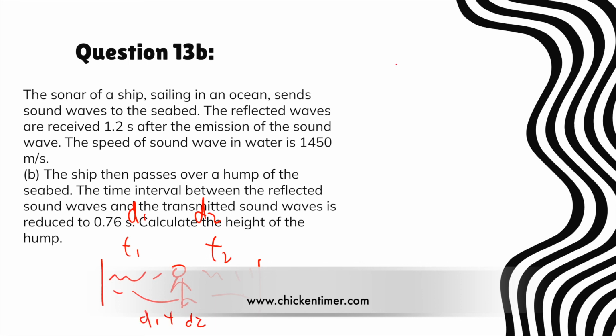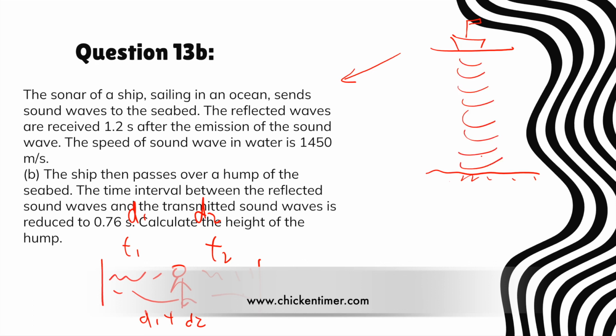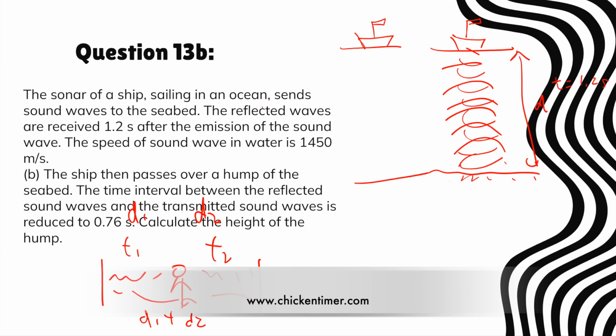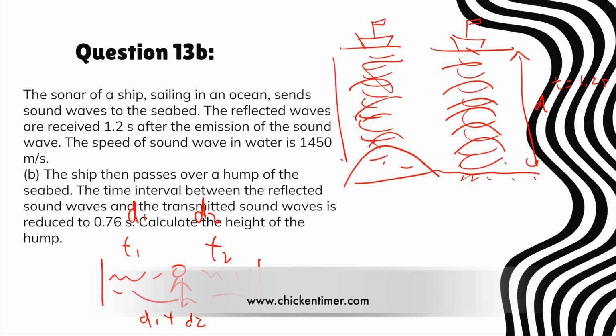So now in this case, what is the difference? You have the boat here, okay? Then it's sailing in the ocean. Then we have the seabed down here. They say it sends a sound wave down and the reflected sound comes back after 1.2 seconds. So then the seabed moves and now it passes over a hump. Then it sends a signal down, the signal returns, right? Then now the distance is D1. Then the time taken will be 0.76. The story is like this.